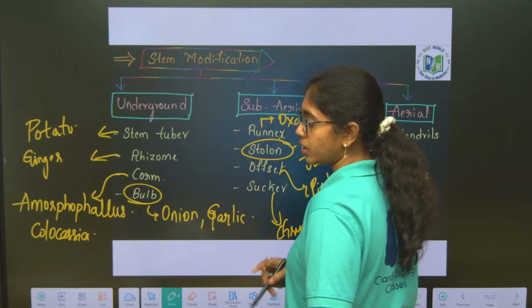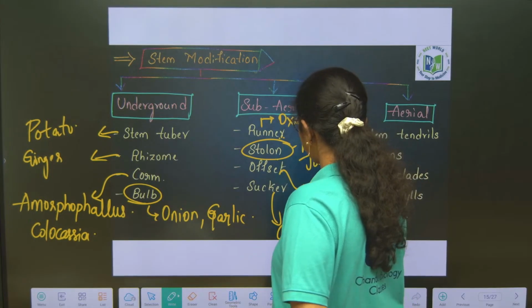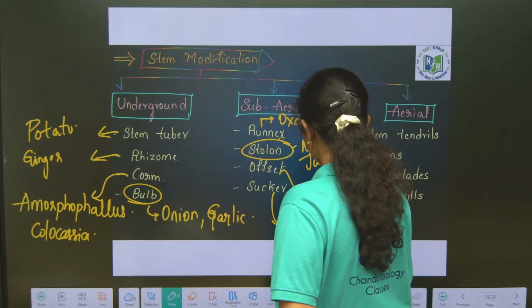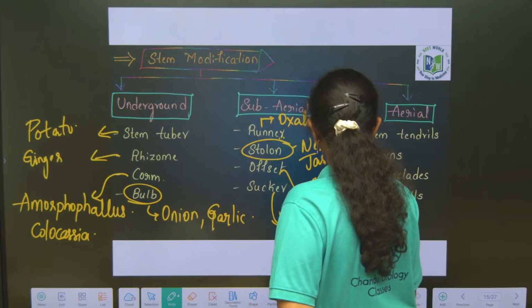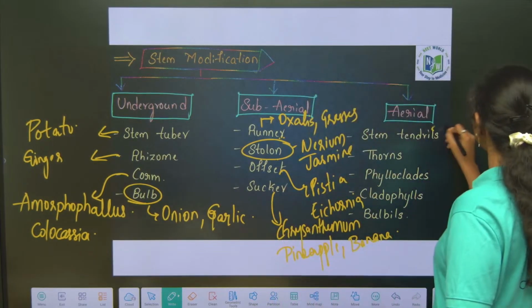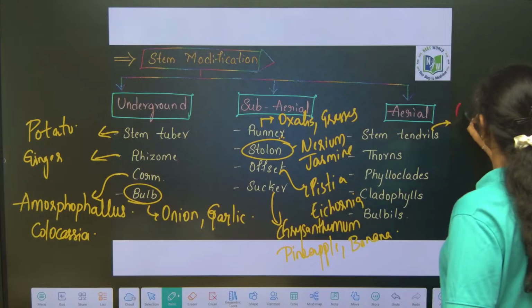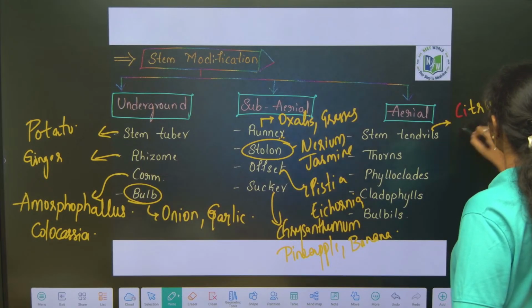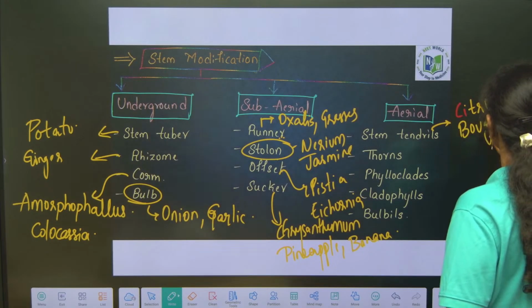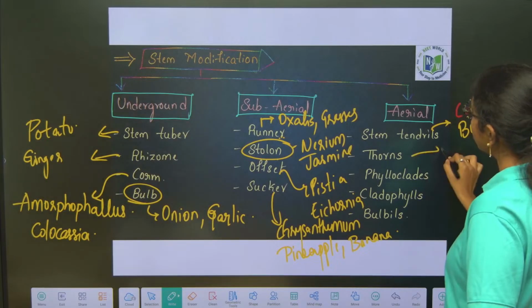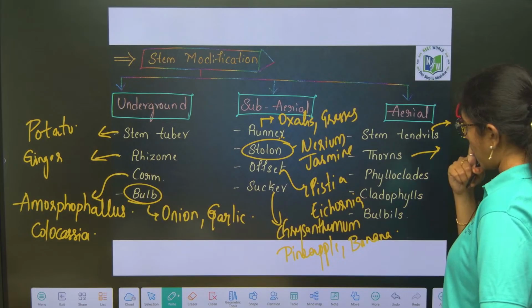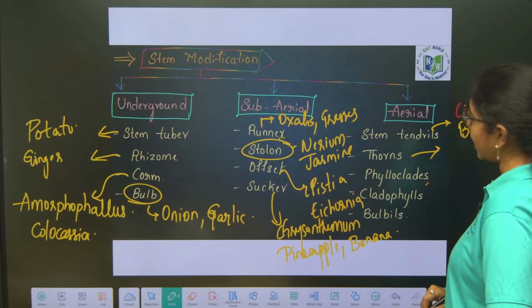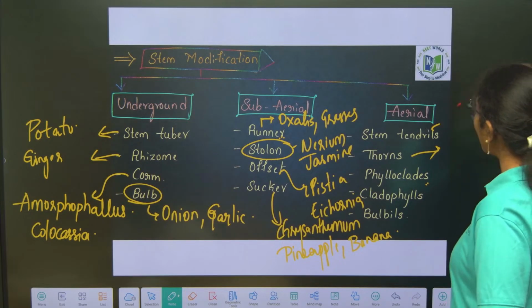Take down this in one single sheet. Stem tendrils include citrus, bougainvillea. Thorns: Opuntia, for fleshy elongate? No, that comes under phylloclades. Citrus and bougainvillea come under thorns.